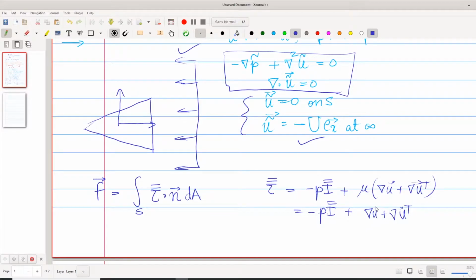So the reversal of sign of p and u causes a direct reversal of sign for these terms, and so the reversal of sign leads to a reversal of tau. So if the reversal of u and p leads to a reversal of sign of tau, while the n and the dA are still the same, it means directly that the f will have the same magnitude, but the direction will change.